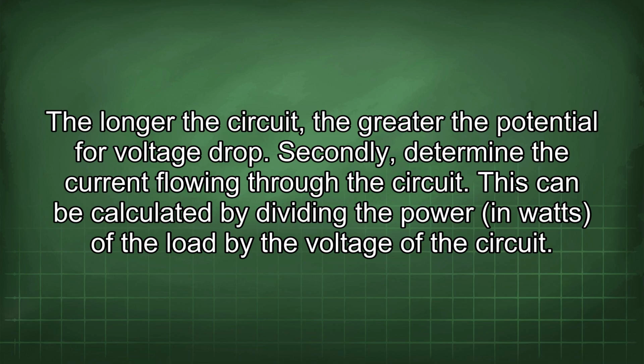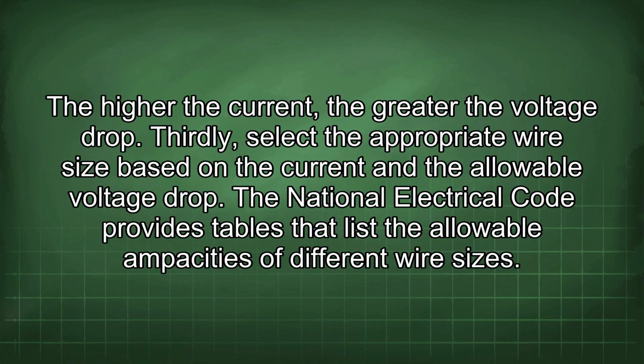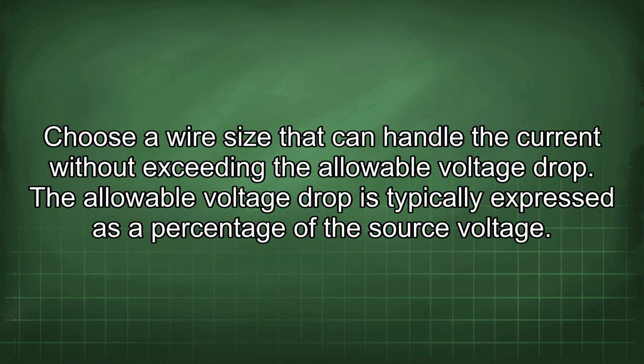Secondly, determine the current flowing through the circuit. This can be calculated by dividing the power in watts of the load by the voltage of the circuit. The higher the current, the greater the voltage drop. Thirdly, select the appropriate wire size based on the current and the allowable voltage drop. The National Electrical Code provides tables that list the allowable ampacities of different wire sizes. Choose a wire size that can handle the current without exceeding the allowable voltage drop.